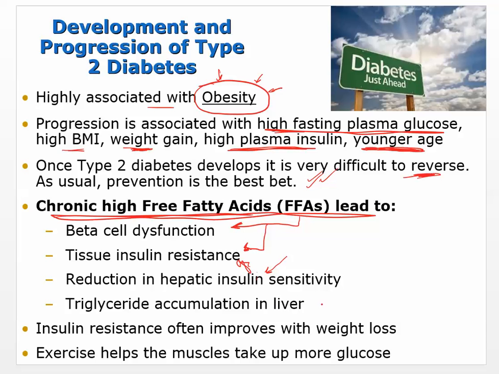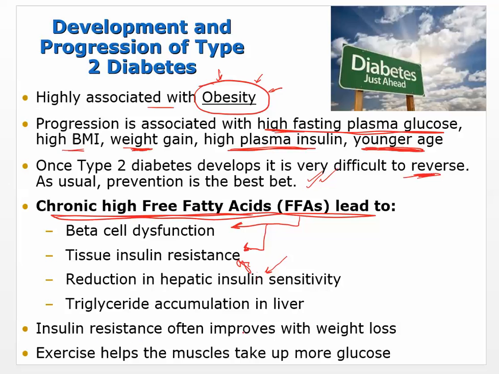And then you'll also see triglyceride accumulation in the liver. Those all kind of relate because we're making more triglycerides. The insulin says to stop making triglycerides, and so you see an accumulation of these triglycerides in the liver.